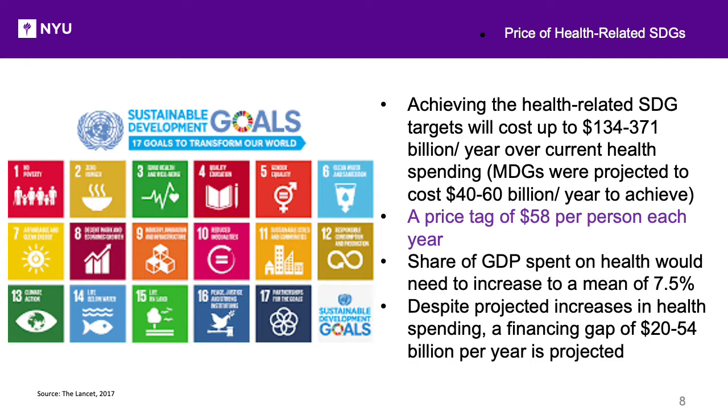For example, the Millennium Development Goals were projected to cost around $40 to $60 billion per year. That is a price tag of around $58 per person per year. The share of the GDP spent on health would need to increase to a mean of about 7.5%.